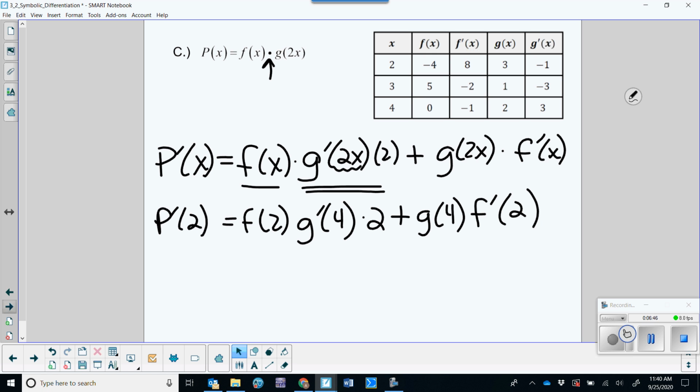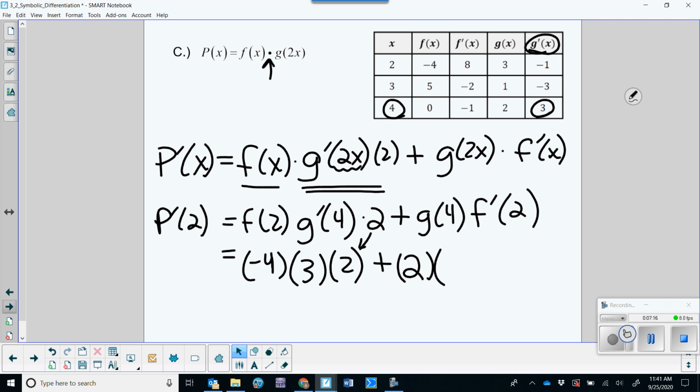So it's always helpful to write that stuff out and then go through and find the table values so you don't end up messing up doing too many things at once. So f of 2 is -4 times g prime of 4. Looking at my table again, g prime of 4, my answer is 3, times 2, because that's this 2, plus g of 4, which is 2 times f prime at 2, again looking at your table, that's 8.